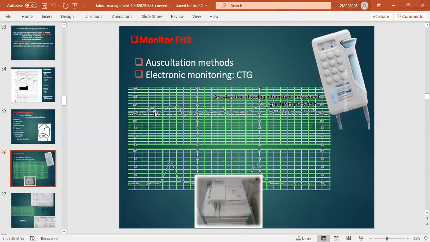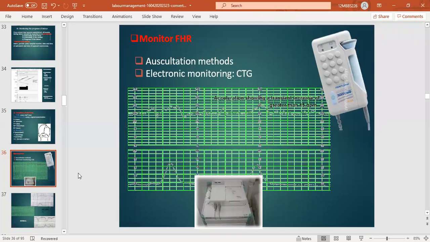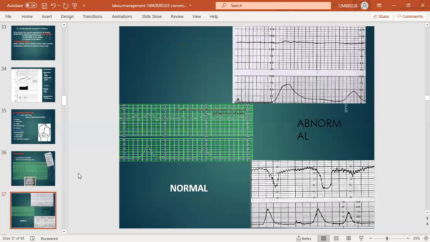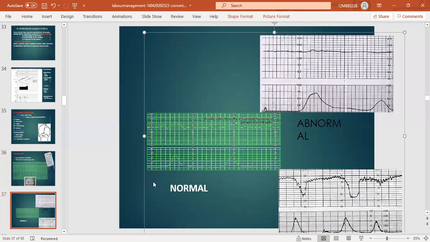In this column we assess the uterine contraction, the number and intensity of the uterine contractions, how frequently the uterine contractions are coming, and what is the reaction of the fetus to the uterine contraction. So we proceed with this normal CTG. This is a normal CTG, and this is the abnormal CTG.